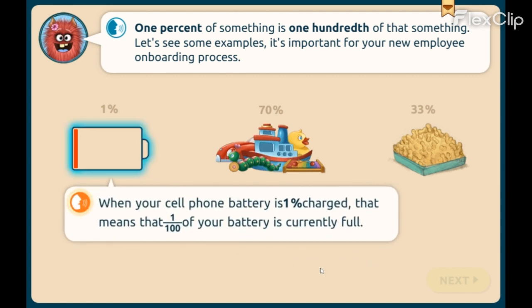Let's see. When your cell phone battery is 1% charged, that means that 1/100th of your battery is currently full. One part out of 100 is currently full. Let's move next.